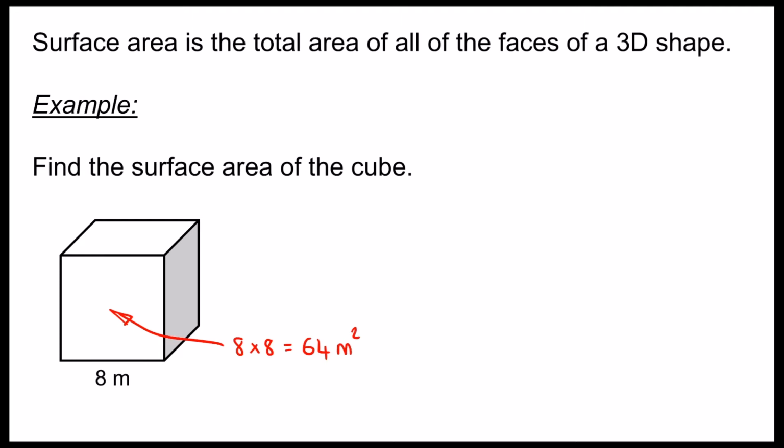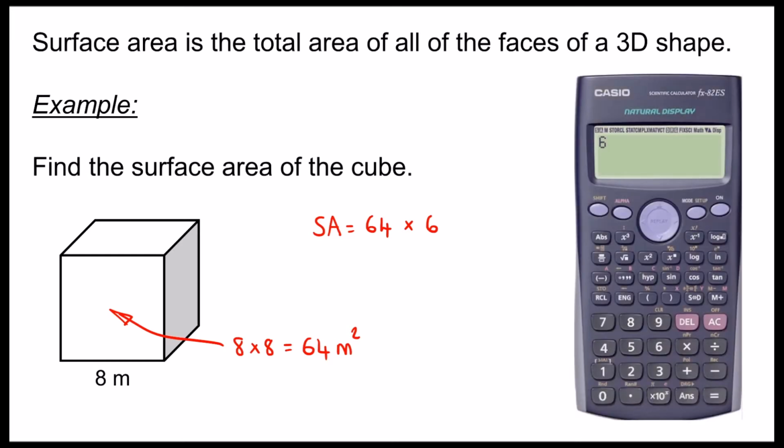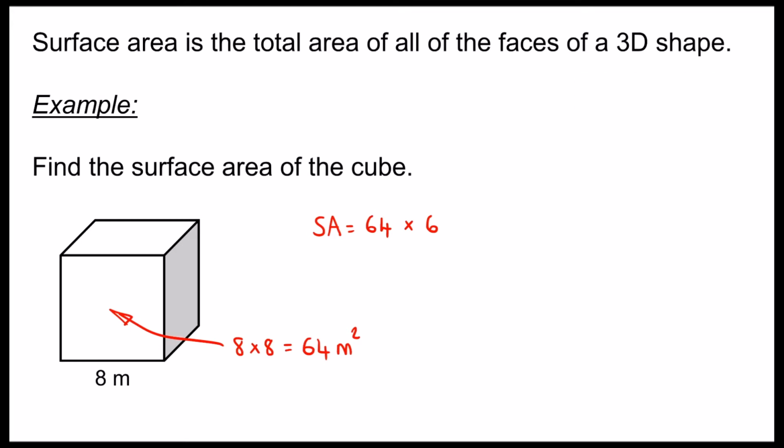Because it's a cube and all of the other faces are of equal area, we can therefore say that the surface area is going to be 64, which is the area of one face, times 6, because there's 6 equal faces. I can use my calculator to help me work this out. So 64 times 6 is 384. That therefore means that my surface area is 384 metres squared.